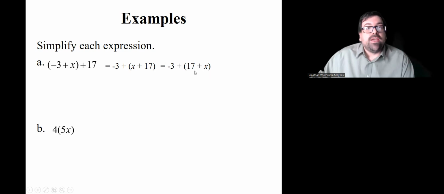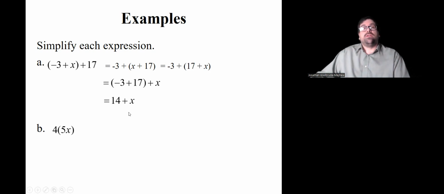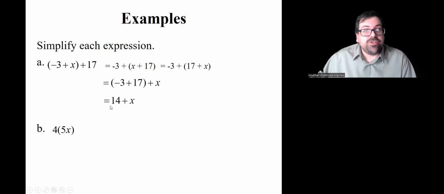And then finally, we can regroup once more using the associative property and group the negative 3 plus 17 first. Then we can add negative 3 plus 17 to get positive 14 plus x. And we can't simplify this anymore. We can't add just numbers with x things.